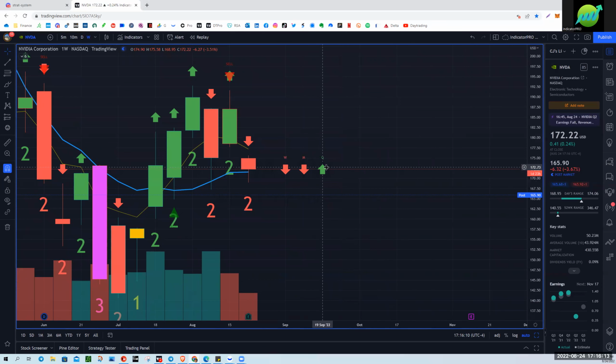Today they just did their earnings, and obviously disappointed. They even gave us a warning that it'll disappoint, and Nvidia is down almost 4%. So the weekly, monthly is the two arrows that you want to see.